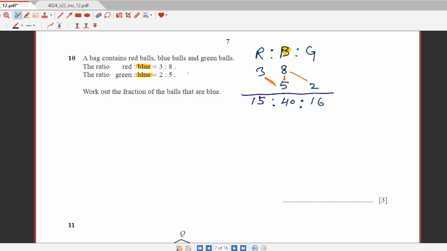This part is compulsory. After performing this continuous ratio, we need to read the requirement of the question. Work out the fraction of the balls that are blue. Blue balls are 40, out of what? What's the sum of these ratios? 40 plus 15 is 55, plus 16 is 71. Total sum is 71. The ratio of blue balls is 40 out of 71. The answer is 40 out of 71.